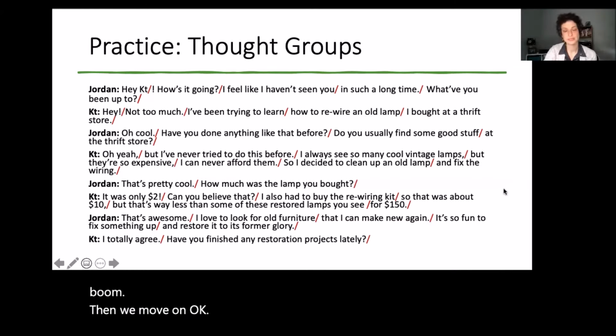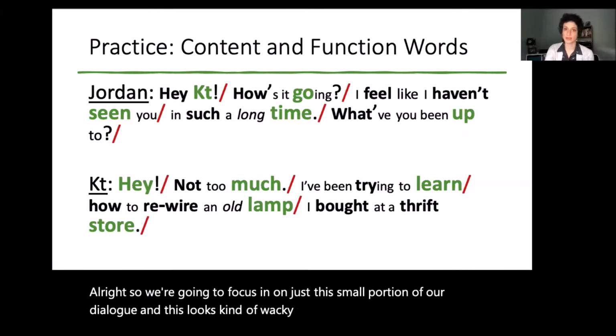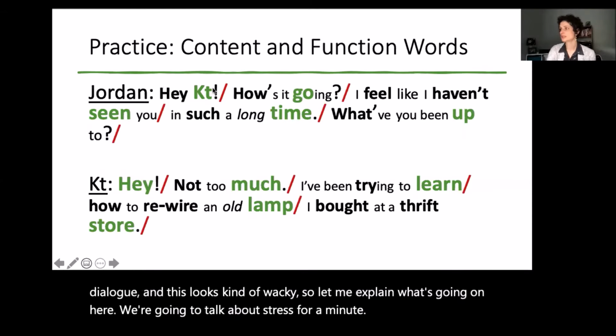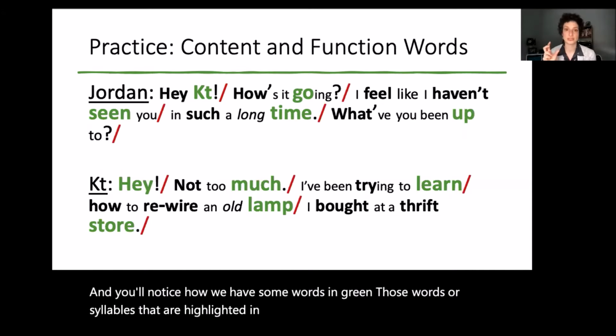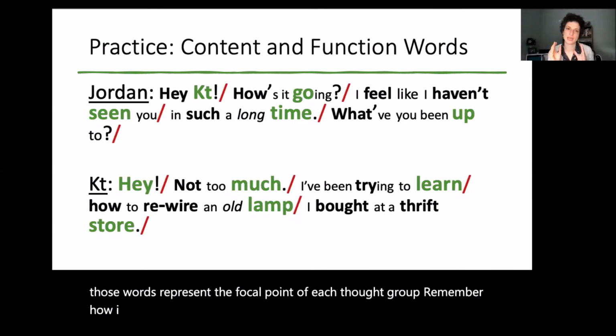So we're going to focus in on just this small portion of our dialogue. And this looks kind of wacky, so let me explain what's going on here. We're going to talk about stress for a minute. You'll notice how we have some words in green. Those words or syllables that are highlighted in green are also the largest font. And those words represent the focal point of each thought group. Remember how I said each thought group is going to have one word that receives the major stress?